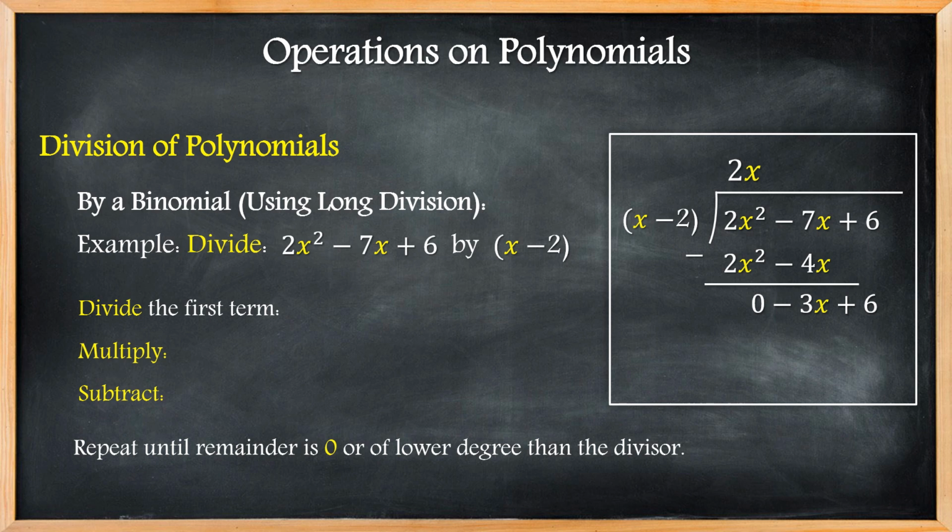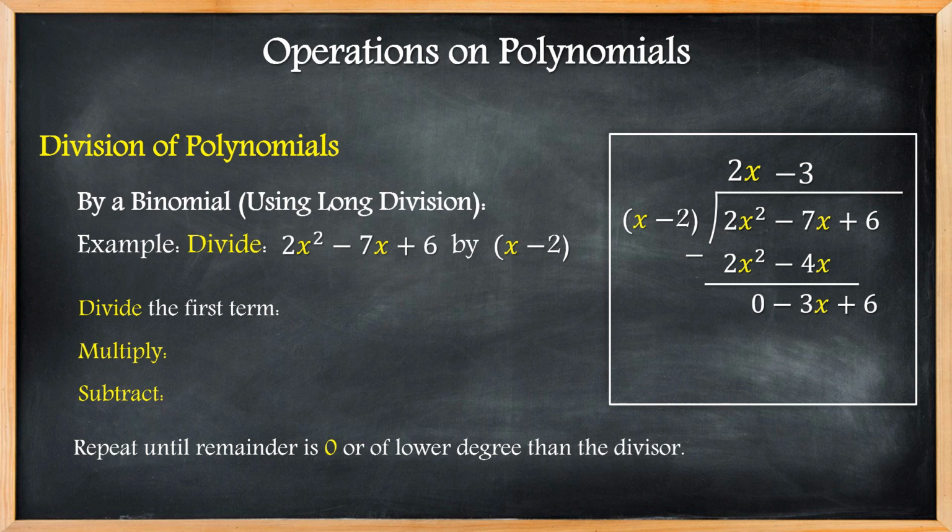Step 4. Repeat the process. Now we take the new polynomial, negative 3x plus 6, and divide its first term, negative 3x, by the first term of the divisor, x. Negative 3x divided by x gives negative 3. This negative 3 is the next term in our quotient.